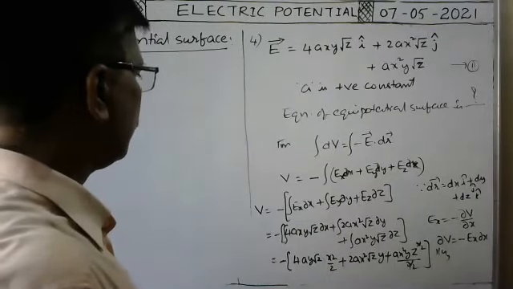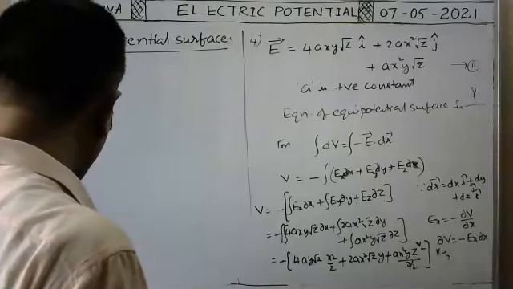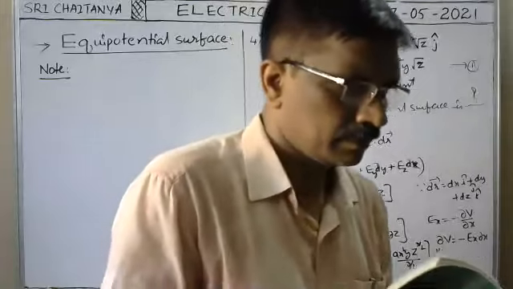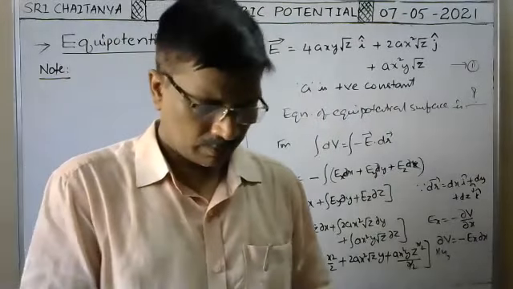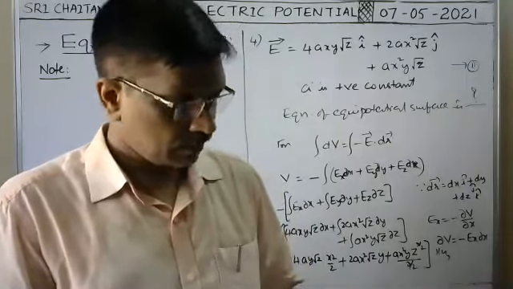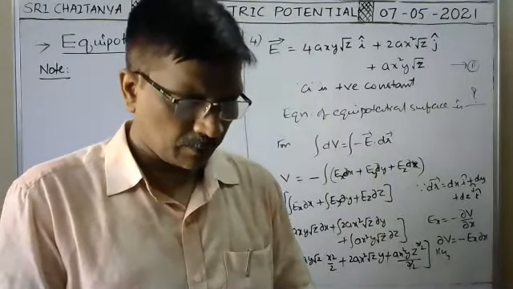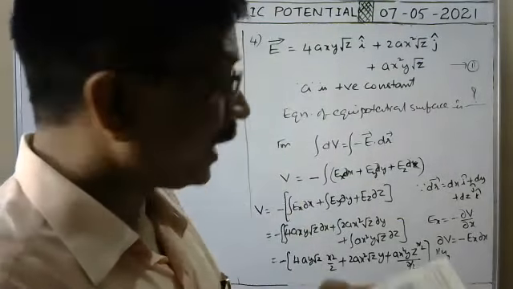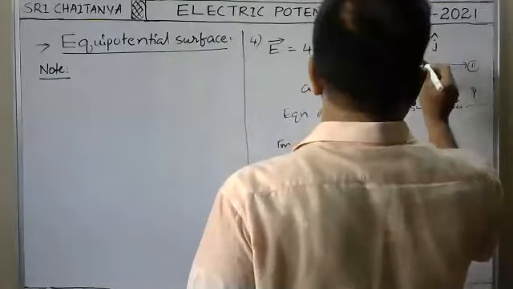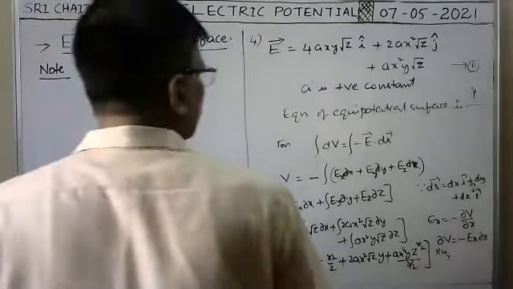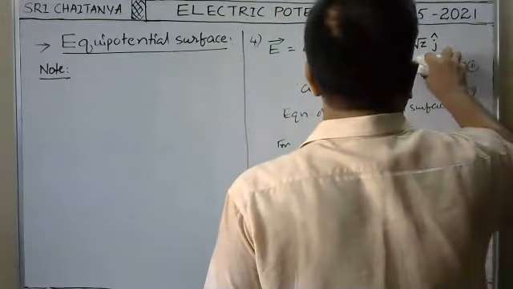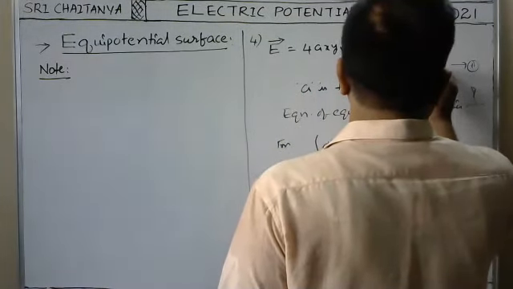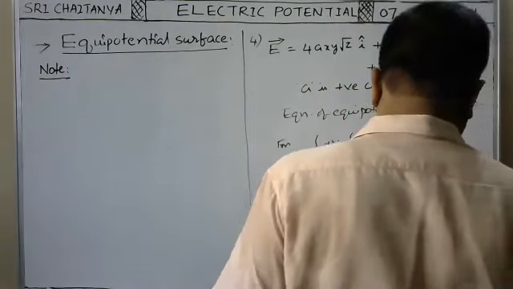Some terms will be cancelled. One minute, I will see the problem. I think I have noted the problem wrongly. So sorry. It is ax square y by root z. Sorry, here I have noted it wrongly. Ax square y by root z. This is the case.